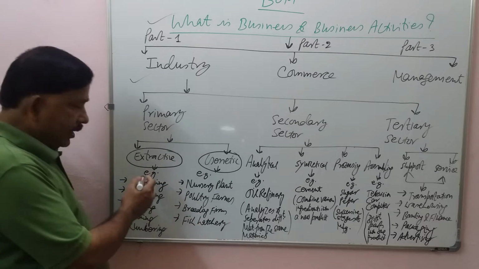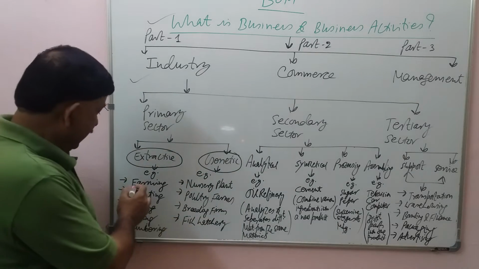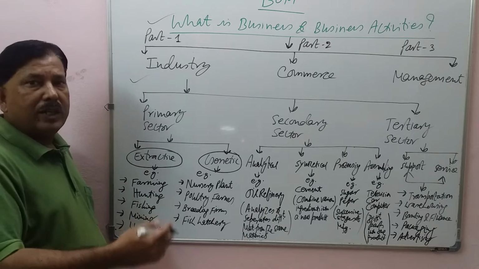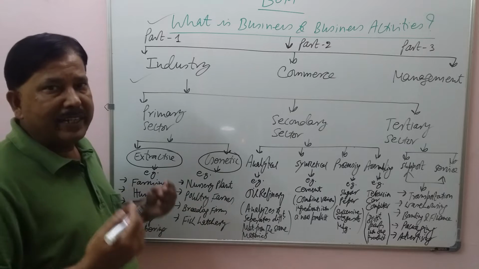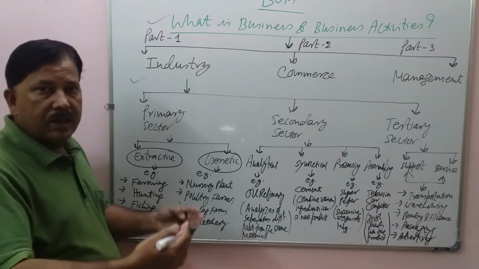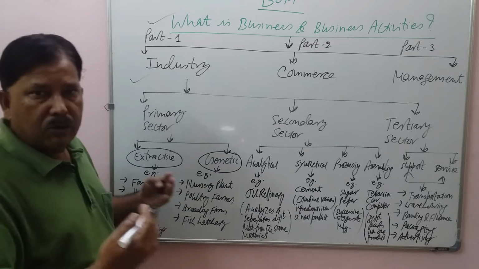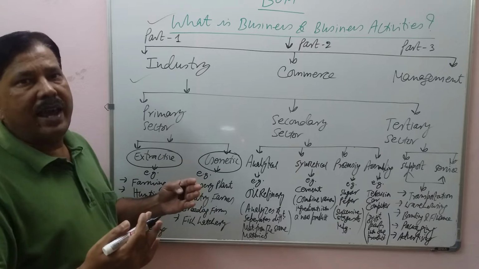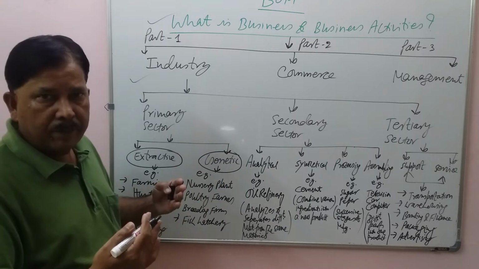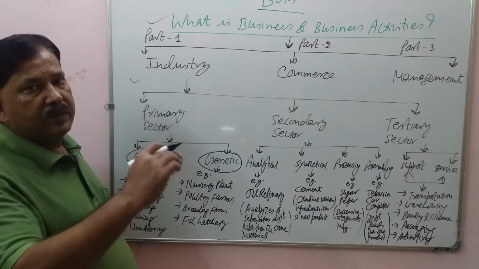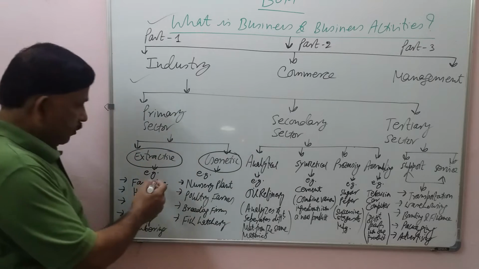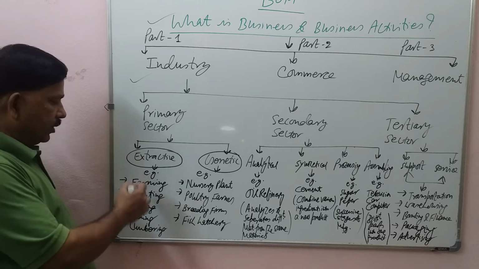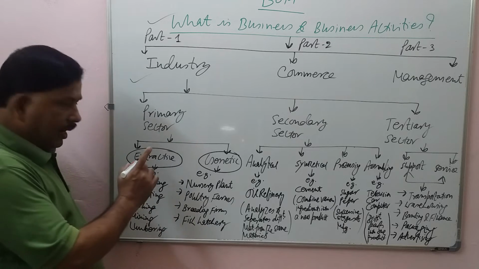Under this, the very simple example is farming. Our farmers are doing farming. Out of that, what are we getting? We are getting rice, pulses, vegetables. There are several things we are getting out of it. That is extracting, drawing out something from the raw material, which is then converted into a finished product. So if you are getting something from the natural sources, that comes under the first part.